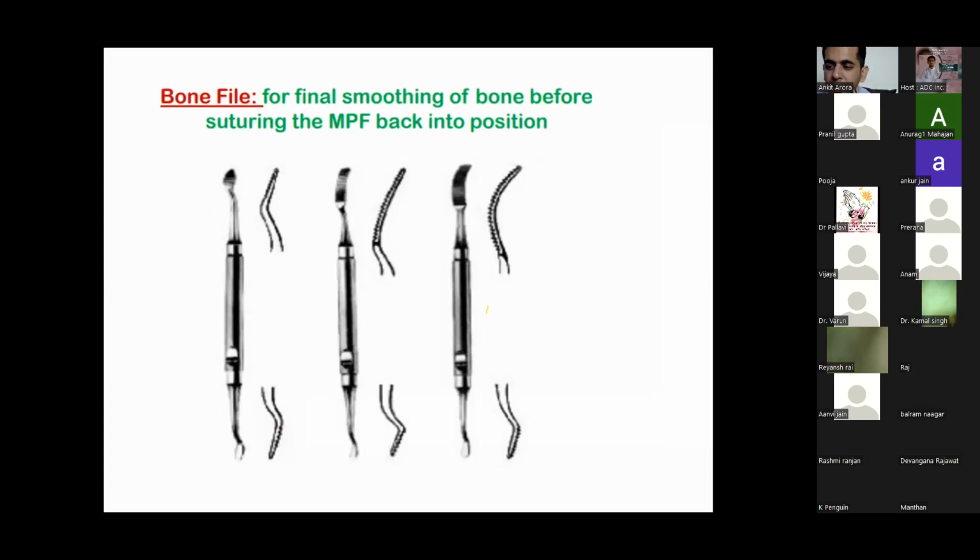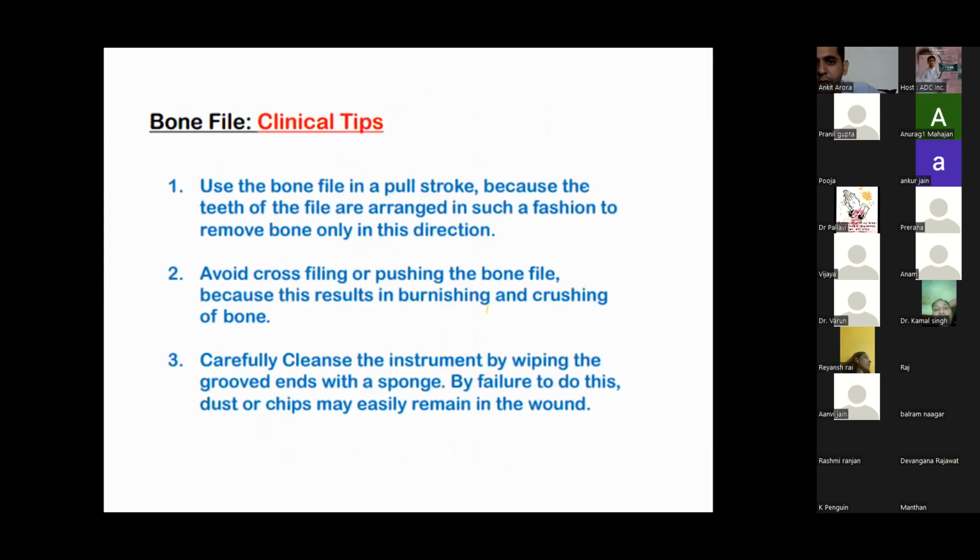Now after that, before you close it, you need to use a bone file. कहीं पर कोई स्पिक्यूल चुभ रहा है, कहीं पर कोई पोर्शन लग रहा है, you need to remove it. For final smoothing of the bone before you suture the flap back into position, we need to make sure that वो flap कहीं पर नहीं लग रहा है. If at all आज के दिन में अगर कहीं पे bone file नहीं है, need not to worry, we have good burrs available in the market.